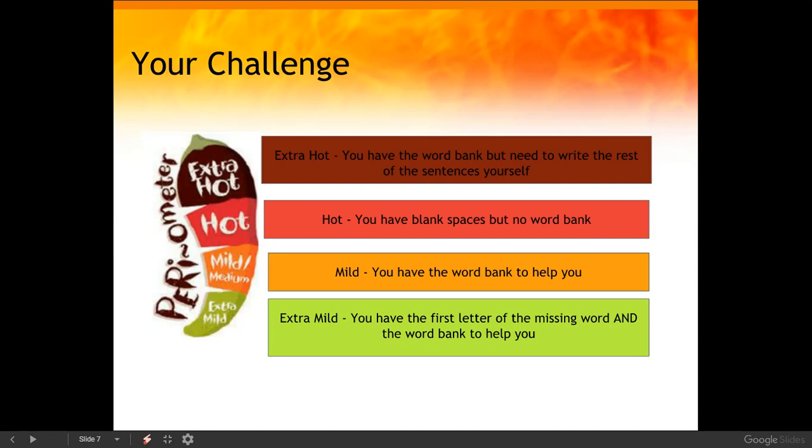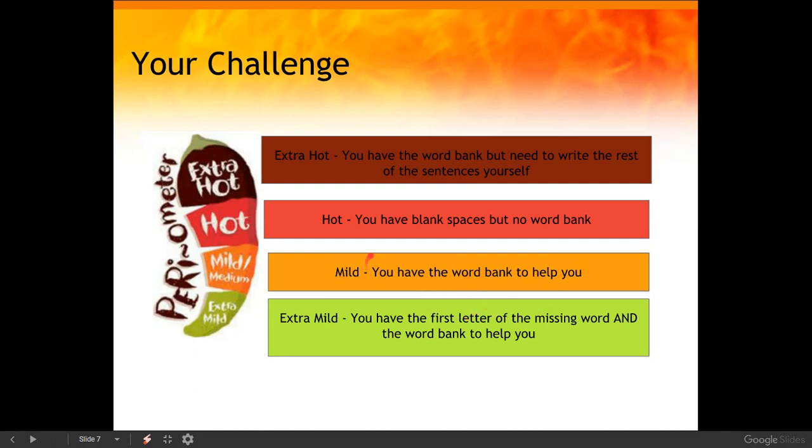And what you're going to do is pick which level of hotness you want to try today. So if you are still a bit confused and you think this is a bit challenging for you, then hit our extra mild challenge. That's where you have the first letter of the missing words and a word bank to help you try and complete the sentences explaining what's happening in convection in liquids. If you fancy something a little bit spicier, you can go with our mild version. So you still have the blank spaces, the sentences, and the word bank to help you. You just don't have the first letter of the missing word.